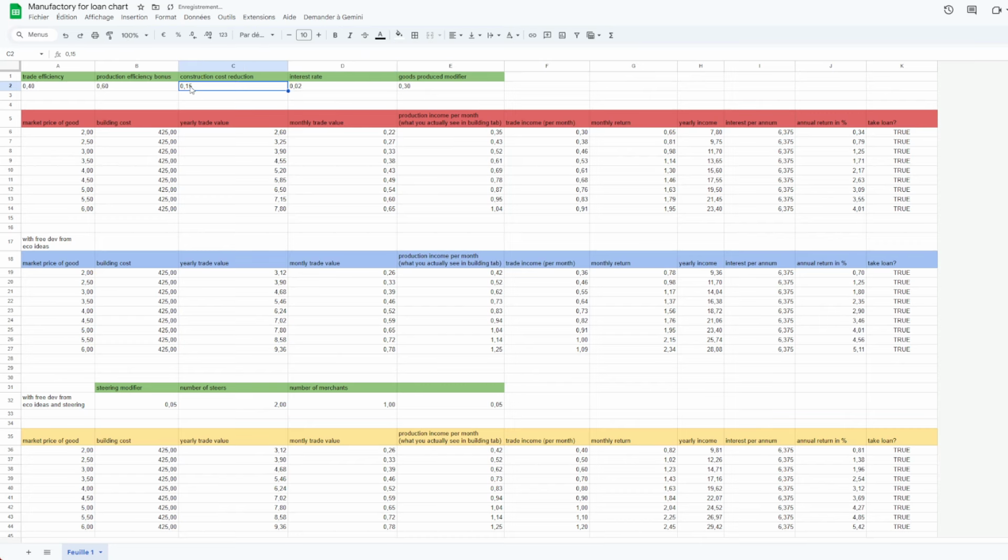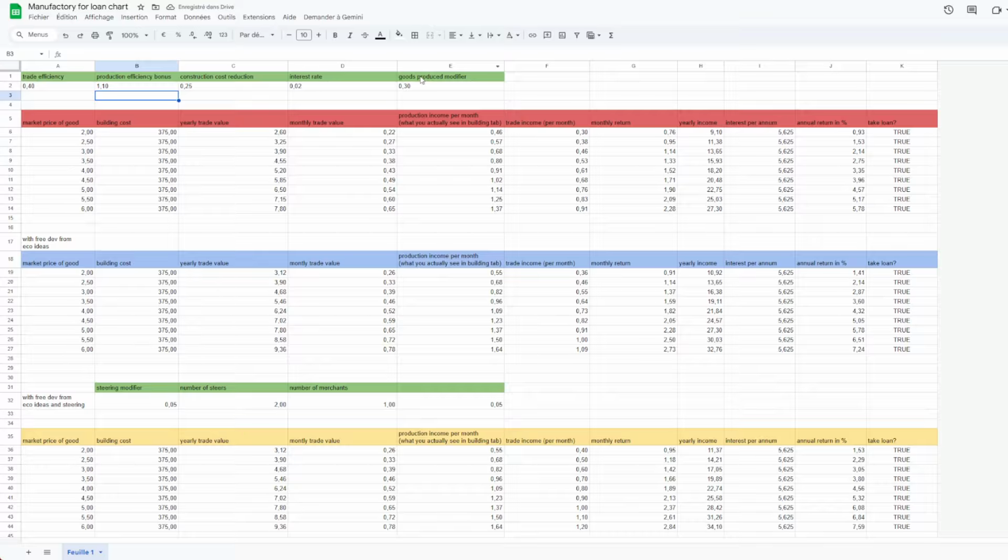The construction cost reduction, let's say we have infrastructure IDs and we have 10% less cost, so we are at 25% reduction. We are in late game, so we have the counting house, it's the upgraded workshop, and the upgraded workshop is plus 100% production efficiency. And combined with eco IDs, we are at 110% bonus, so 1.1. Okay.